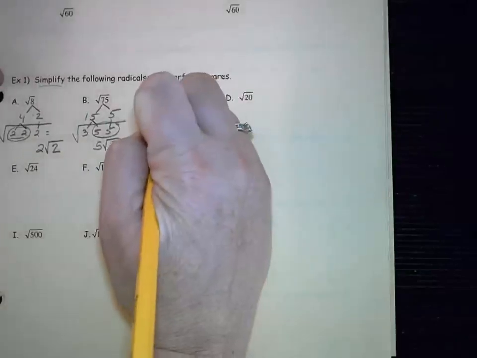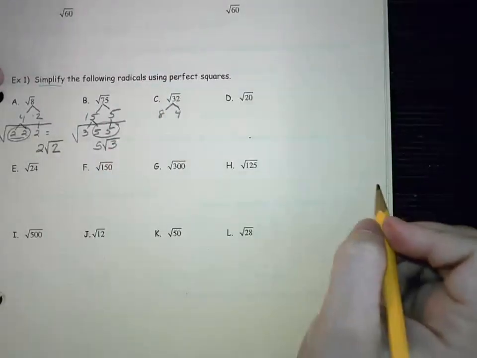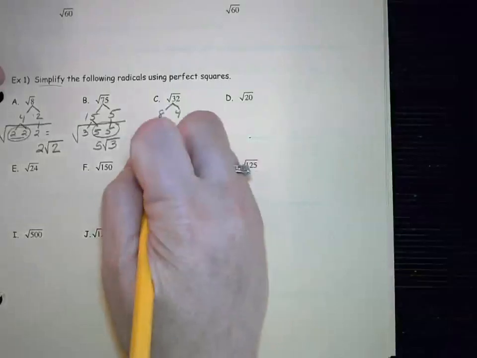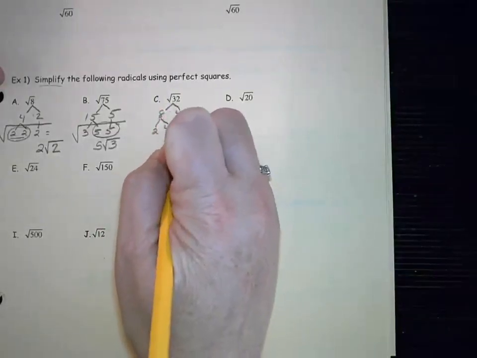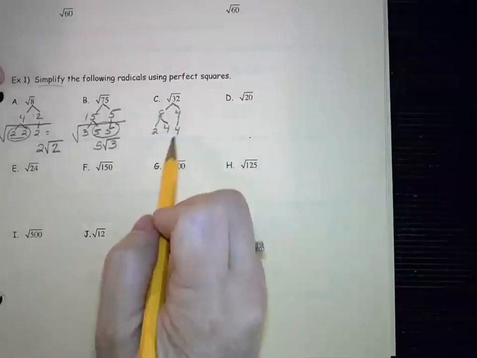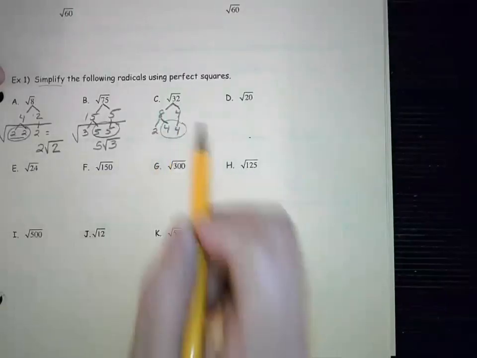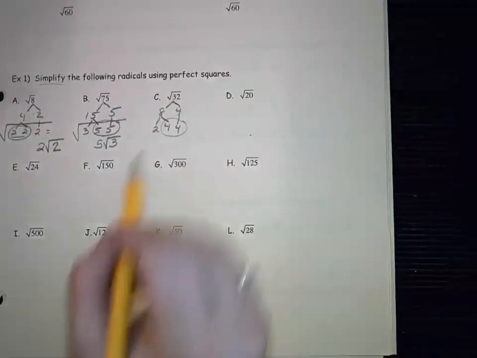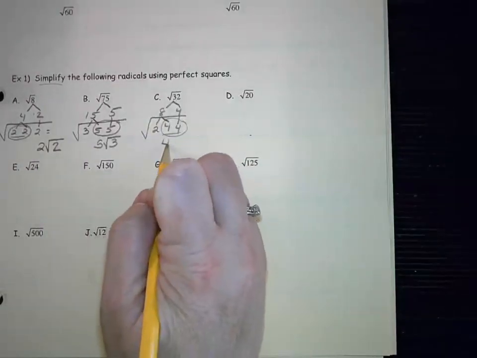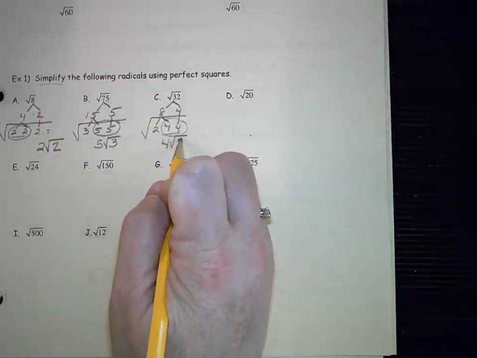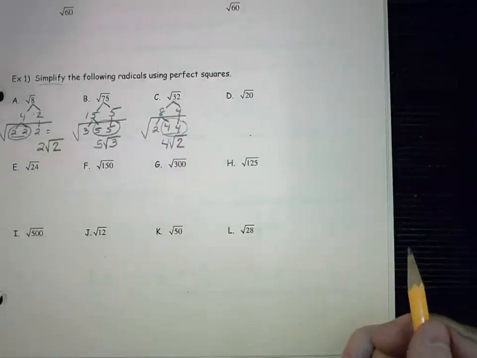Letter C, I'm going to break that down into an 8 times 4. And I'm going to break that down into a 2 times 4. Now see how I have that pair right there? I don't have to break it down anymore if I don't want to. I can, but since I have that pair right there, that would become 4 square root of 2.